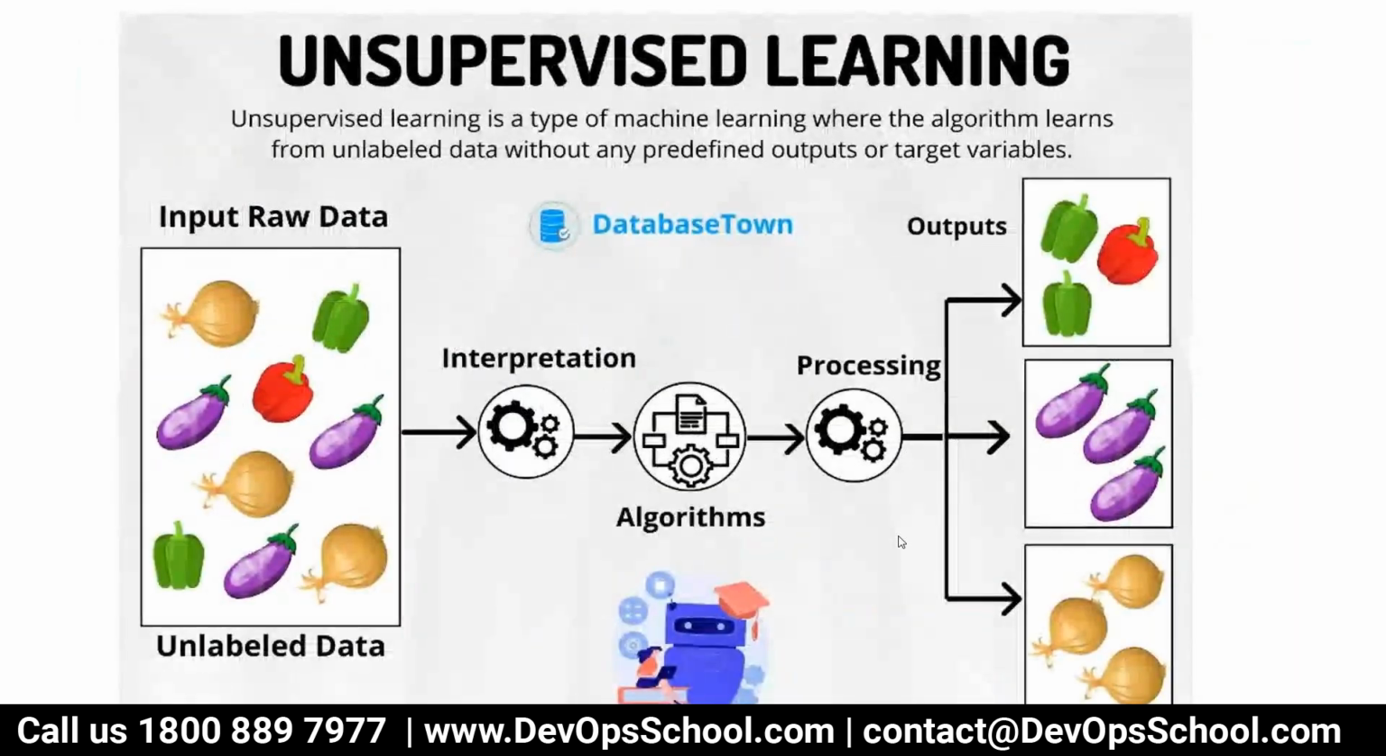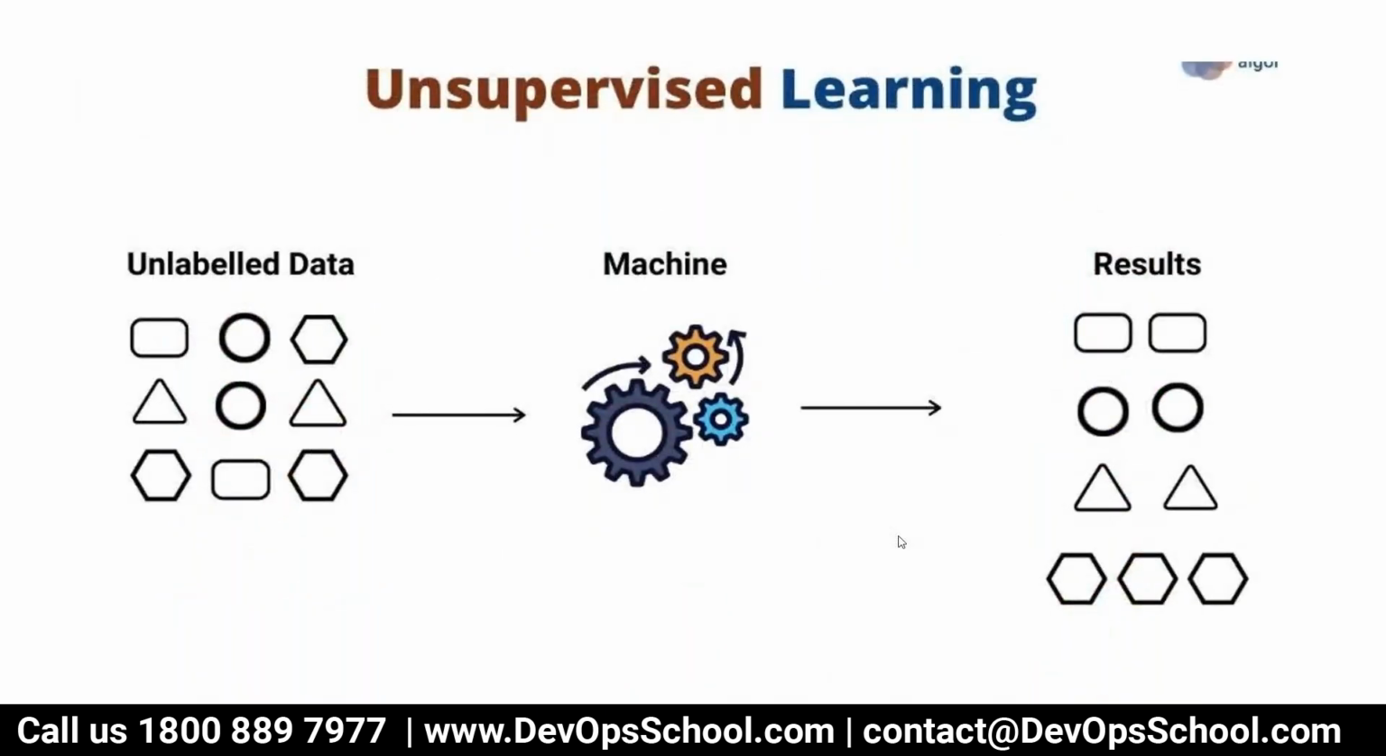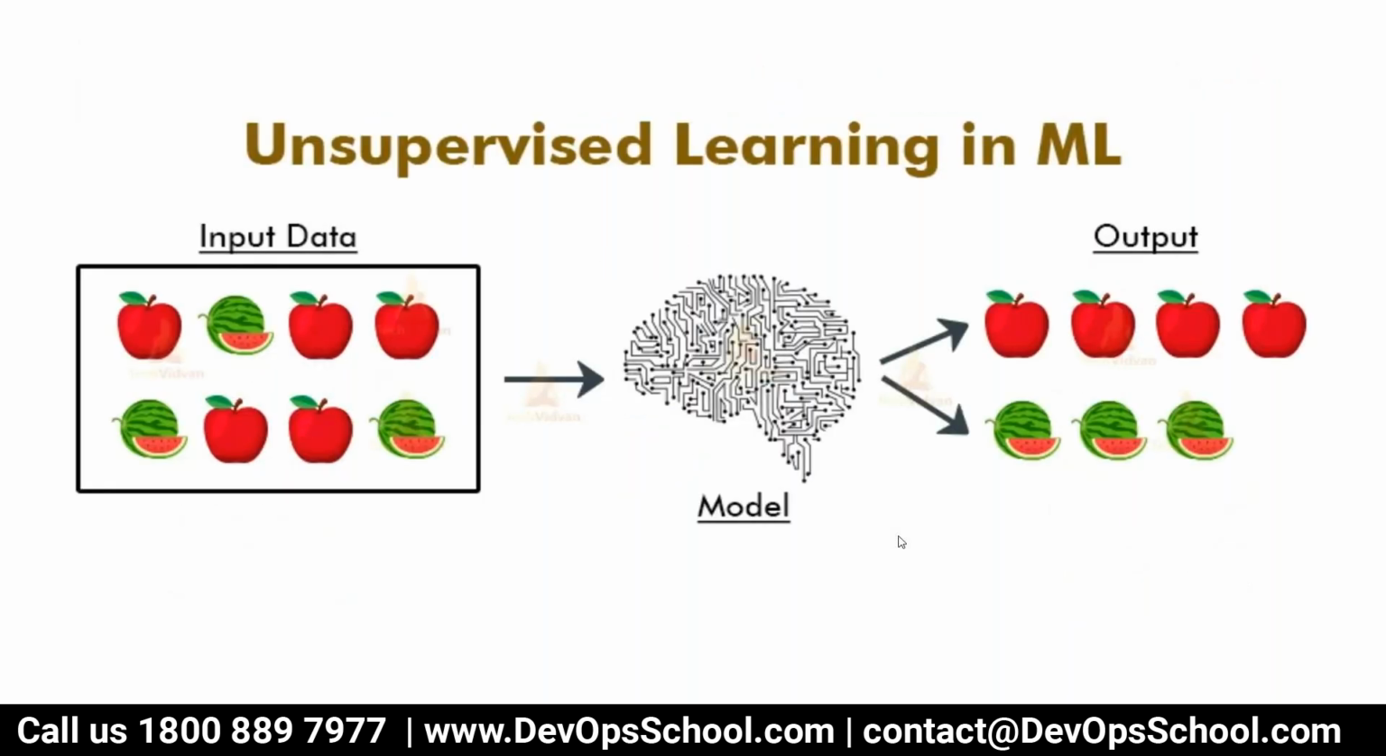If you see here, for example, the input is raw data which is not labeled, and then you have certain algorithms that process the data, and the output can be groups. So the output is like all the caps come, that's red and green or whatever it is, based on the structure. So unsupervised learning is a type of machine learning where the algorithm learns from unlabeled data without any predefined output or target variable. The most important thing here is the algorithm. Whatever algorithm you apply on the data, labeled or non-labeled, based on that you get output, and based on that training happens. So unlabeled data, then you apply the algorithm, and then you get results. Again, this is one of the good examples of unsupervised learning in ML.